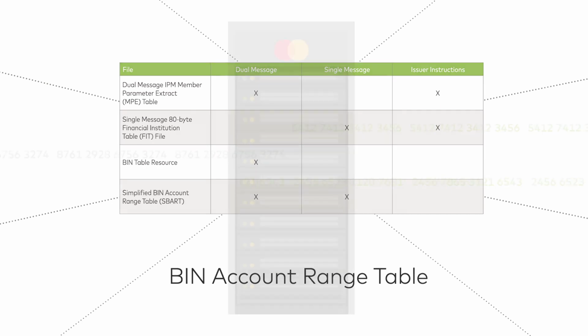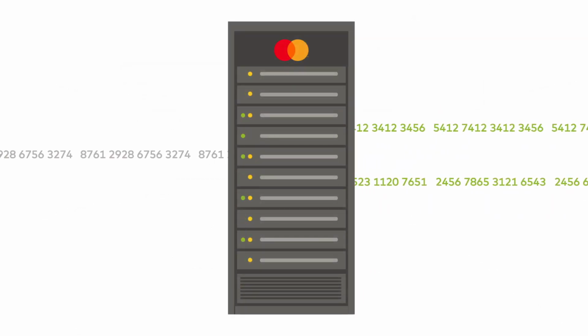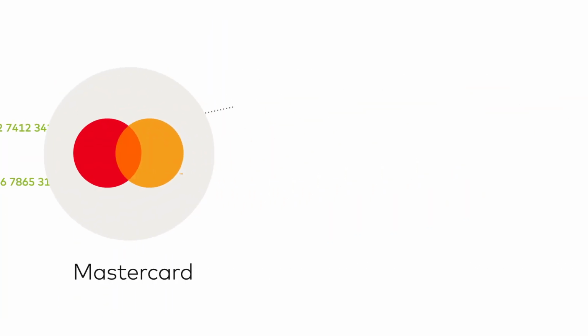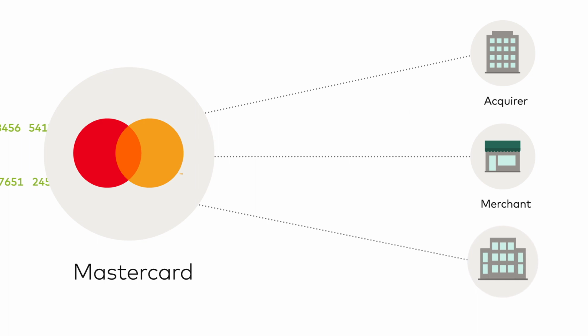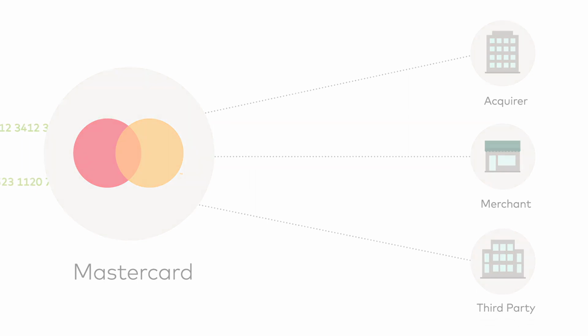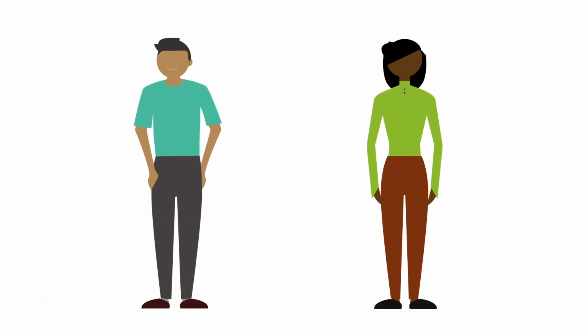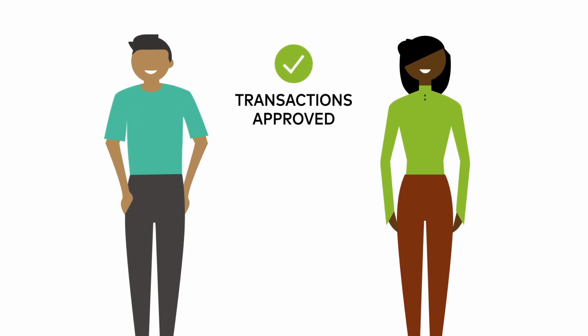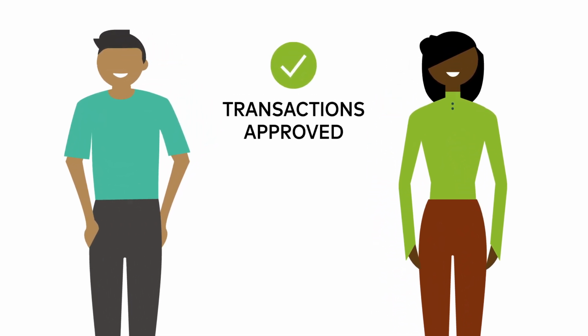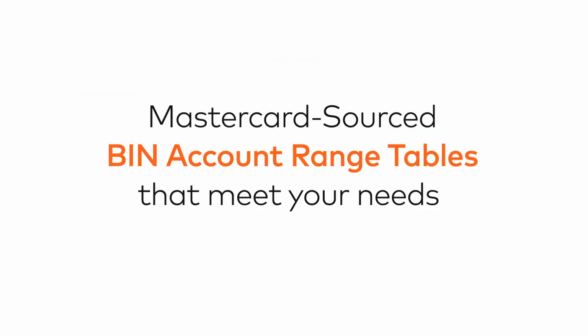Once Mastercard makes new or updated BIN and account range files available, acquirers must ensure that such files are used by their organization, their merchants, and any entities that handle BIN data on behalf of the acquirer within 6 calendar days. By diligently maintaining the most current Mastercard source BIN account range tables, a seamless payment experience is ensured for you and our cardholders. For additional information on how to access a Mastercard source BIN account range table that meets your needs, contact your Mastercard representative.